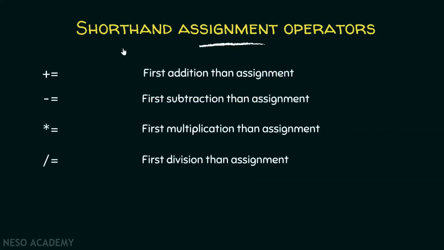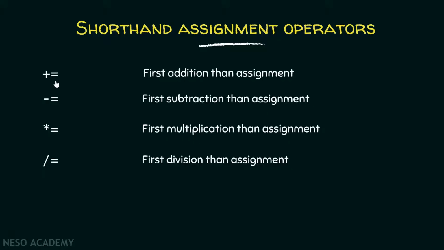Now let's consider different shorthand assignment operators available in C language. These operators are very handy to use. In the list of shorthand assignment operators, let's have a look into our first shorthand assignment operator, plus equal to, which simply means first perform the addition and then perform assignment. Okay? That is why plus is written before the assignment operator.